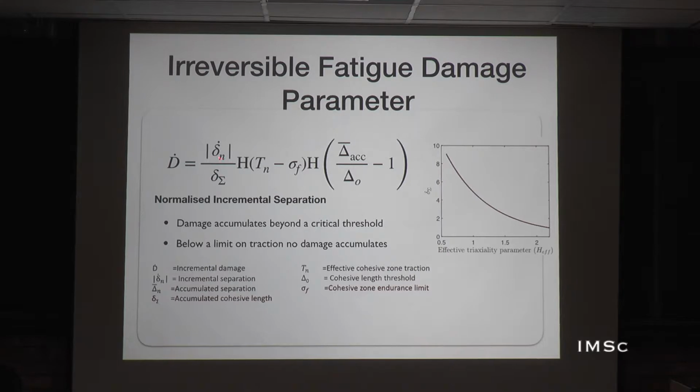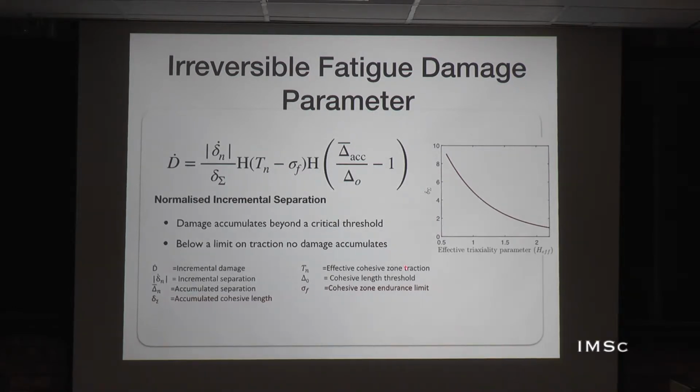It depends on the current increment in separation. It is normalized with a length parameter which is exponentially decaying with triaxiality. Then we have these two conditions, which is essentially that damage accumulates beyond a critical threshold, and this threshold is on separation. And we also have another condition that damage accumulates only for stresses higher than a stress level. The justification for this is to ensure that the concept of endurance limit is satisfied, which is that below a certain stress level, however many cycles you apply, it never fails due to fatigue failure.